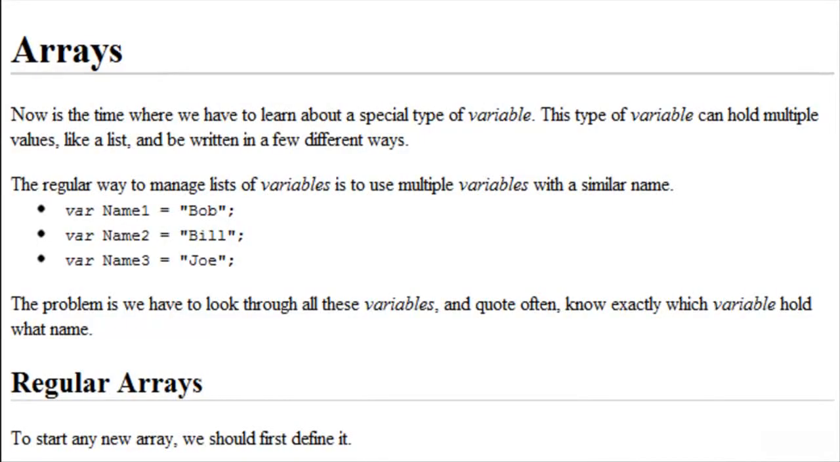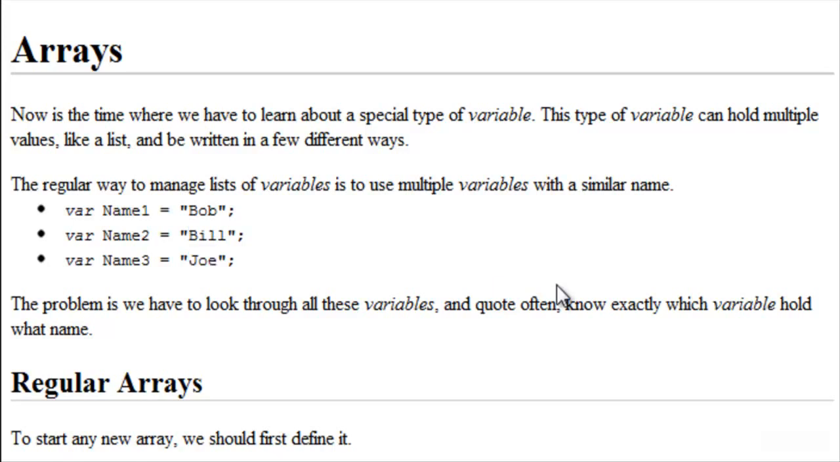Now is the time where we have to learn about a special type of variable. This type of variable can hold multiple values like a list, and it can be written in a few different ways. The regular way to manage a list of variables is to use multiple variables with a similar name. And this is probably what we've been doing so far, where if we have three different names, we go name1, name2, and name3: Bob, Bill, and Joe.